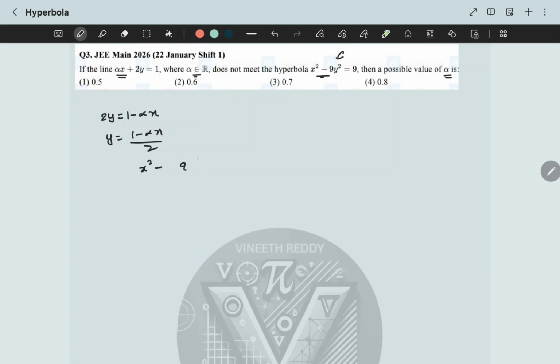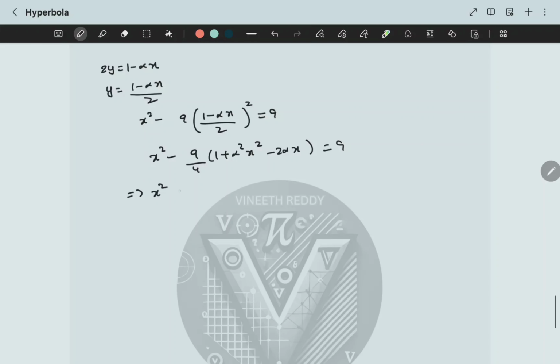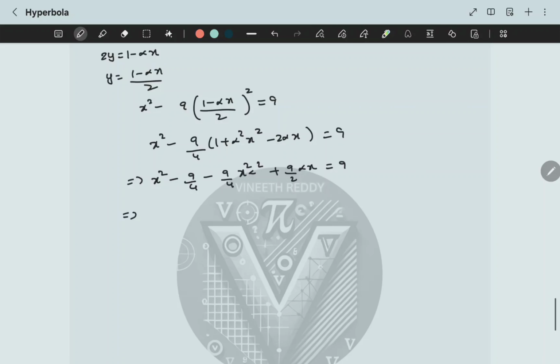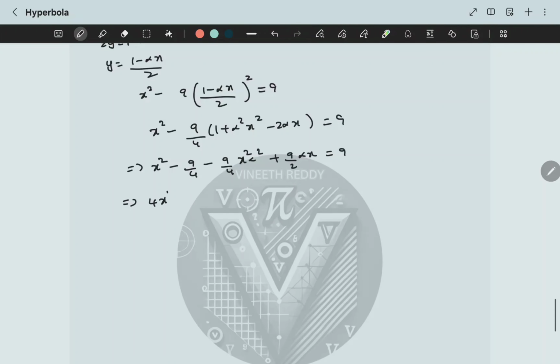So we get x square minus 9 into 1 minus alpha x by 2 whole square is equal to 9. So we can write this as x square minus 9 divided by 4 into 1 plus alpha square x square minus 2 alpha x is equal to 9. So we can write this as x square minus 9 by 4 minus 9 by 4 x square alpha square plus 9 by 2 alpha x is equal to 9. So definitely we can take the LCM as 4. So we get 4x square minus 9x square alpha square plus 18 alpha x minus 9 divided by 4 is equal to 9.